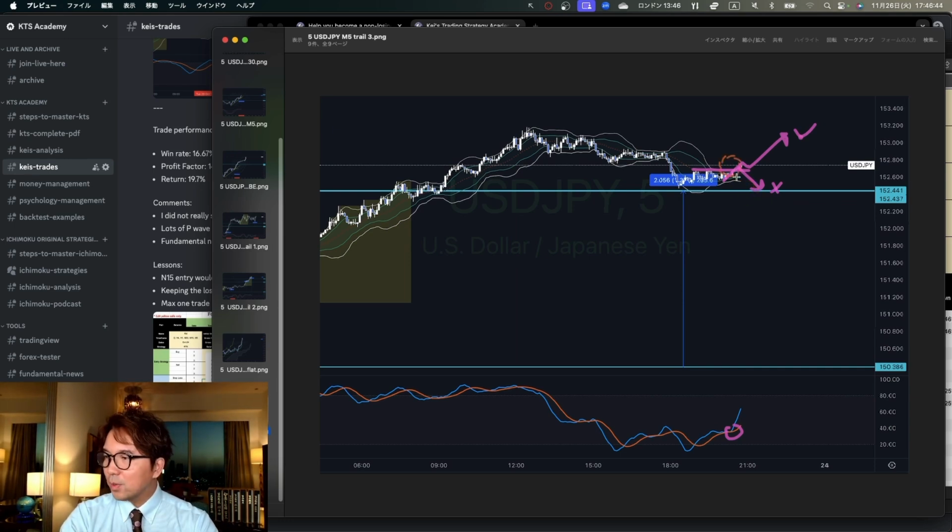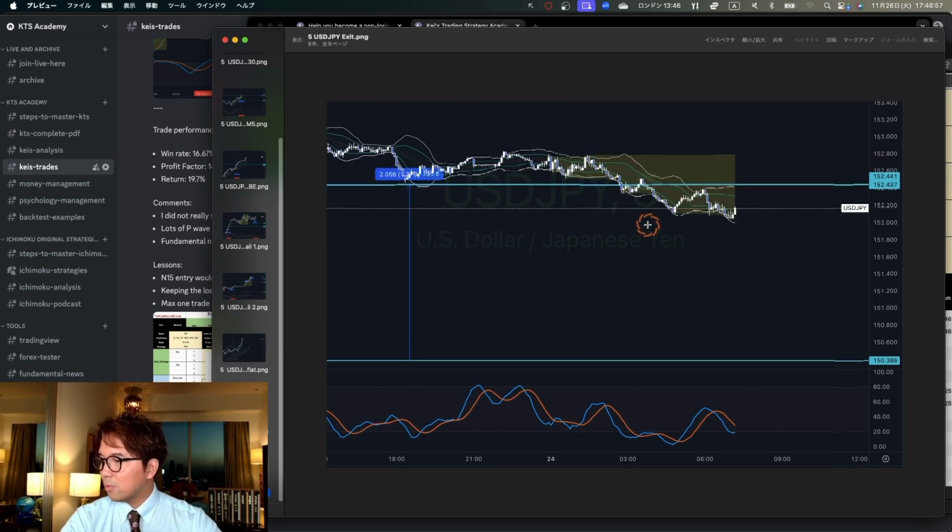But if the market goes down, then I will take profit manually. In this case, I trailed and I let it go. And then the next morning, the market actually went down gradually and hit the stop losses. And that's how I took the profit of 205 pips times 2. I hope that makes sense to you.